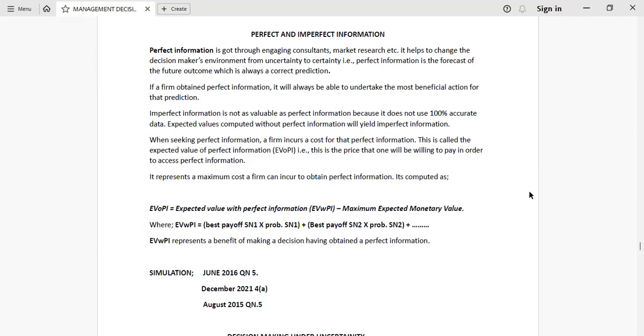We said the expected value with perfect information represents the benefit as a result of someone using the perfect information. In other words, the benefits that you get from the decisions you've made when you have used the perfect information. That's what we call expected value with perfect information. It is the benefit that you get after making a decision to use the perfect information you have acquired.